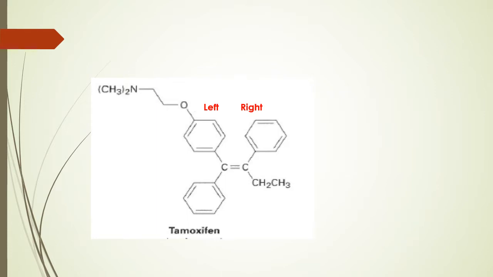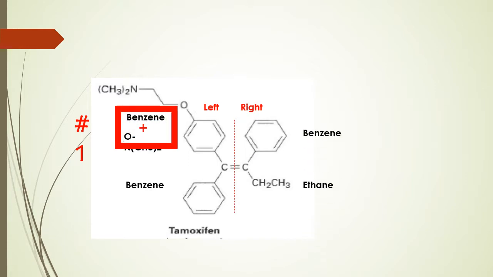Now we have the left and right sides of the tamoxifen, and we divide it down the center. We look at both benzenes, and just like we discussed in the last slide, the benzene that has the extra oxygen and nitrogen on it is going to have a higher priority on the left side. Then on the right side we have benzene and ethane, and benzene has a higher priority, because when we compare the carbon in the benzene to the hydrogen and the ethane, it has a higher atomic weight.